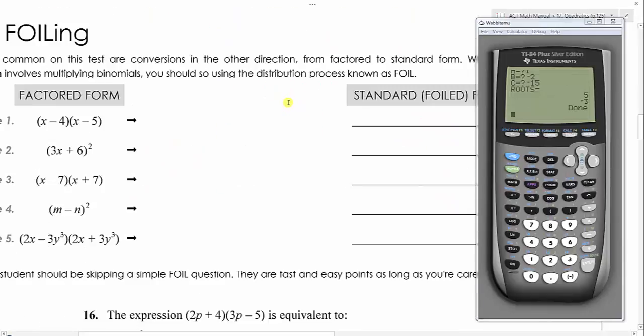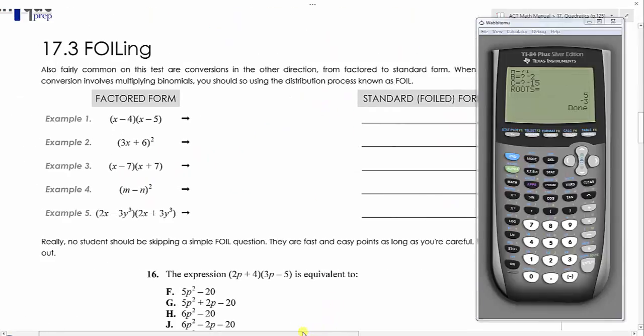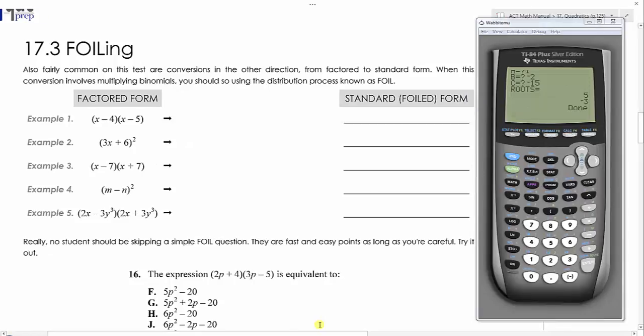Now on to foiling, which you have seen me do a couple of times already. Again, most students are fairly confident with foiling, so you might want to go ahead and run through examples 1 through 5 really quickly on your own, and then check back with me after you restart the video to make sure that you got these right. So this is where we go from factored form to foiled form. So we are expanding, or we are distributing.